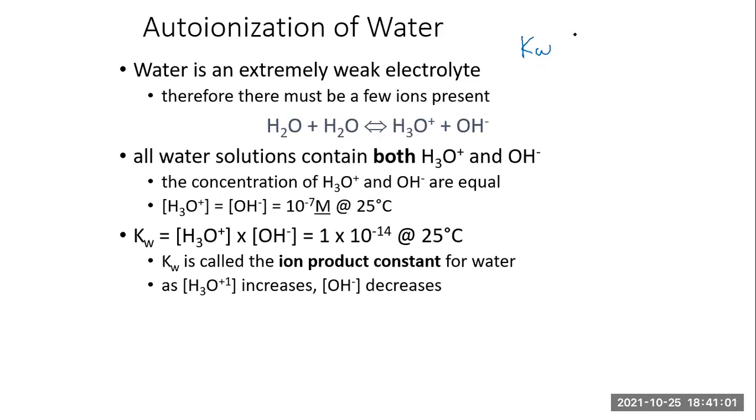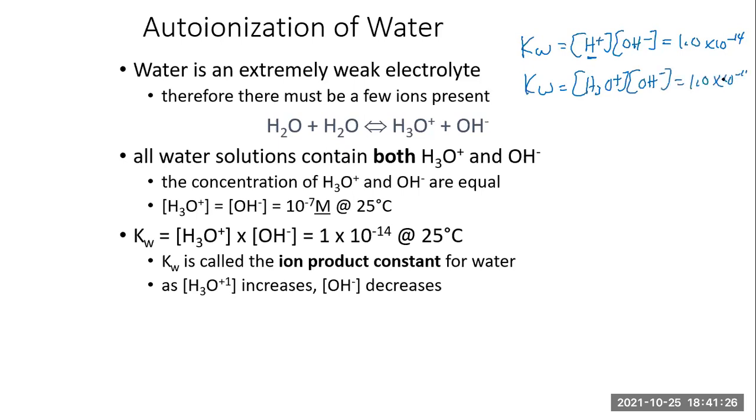And it equals the concentration of H plus times the concentration of OH minus, and it equals 1 times 10 to the minus 14. Now, a couple of things here. We can absolutely change that out to H3O plus times OH minus equals 1 times 10 to the minus 14. Again, you can use either one, as H plus and H3O plus are the same.